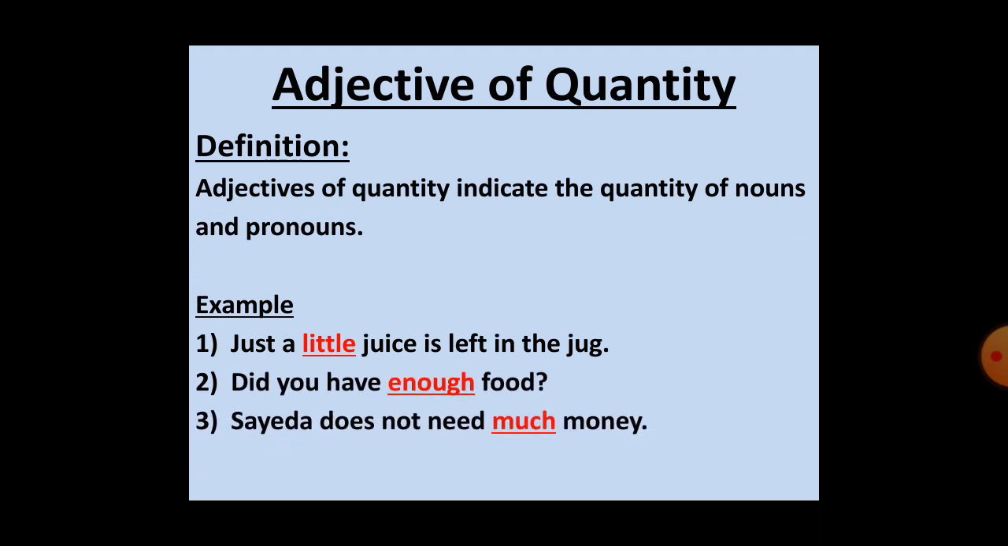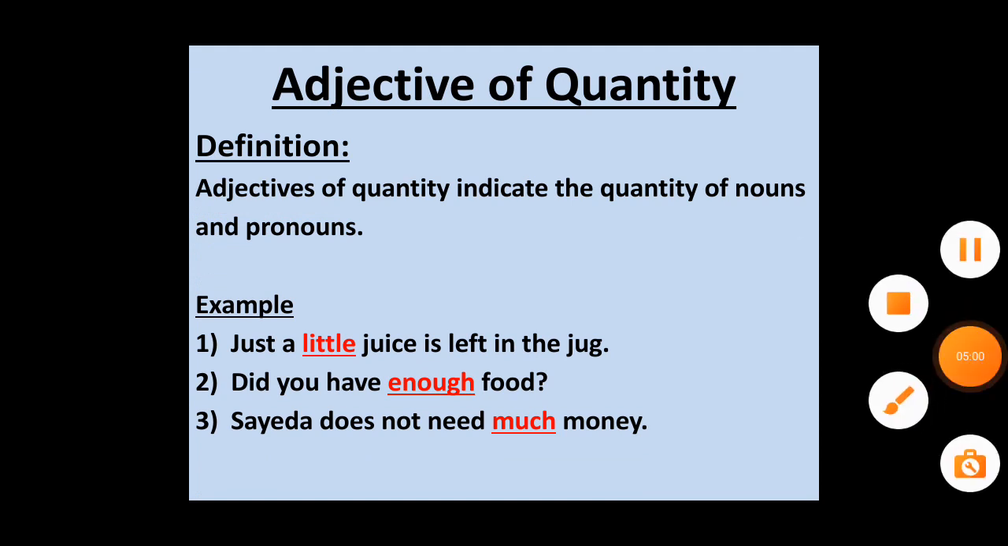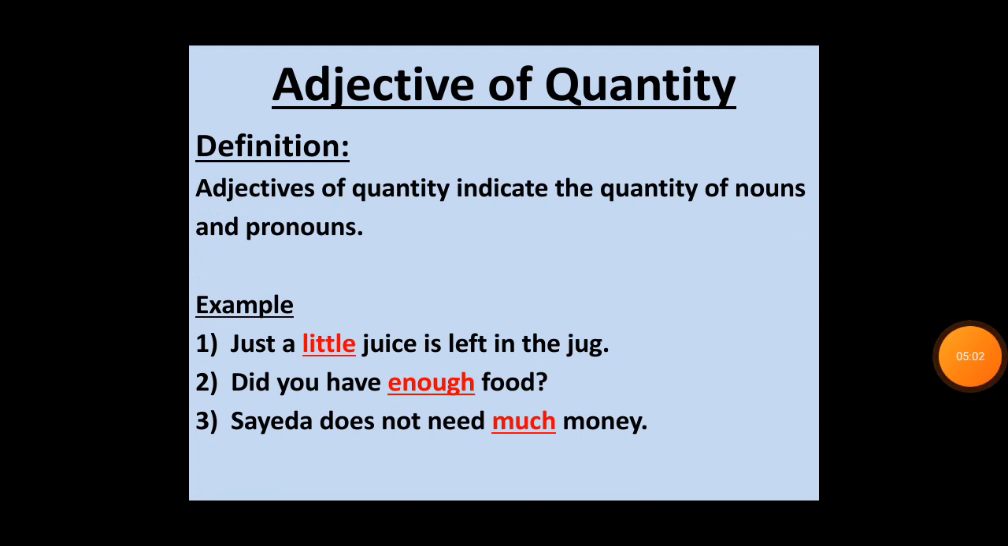Saida does not need much money. So little, enough, much, it shows what? Quantity. Such quantity, indefinite quantity. So such things which we do not count, there we use the word little. And much is also used for uncountable nouns, but for quantity.